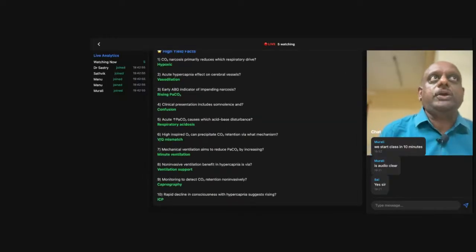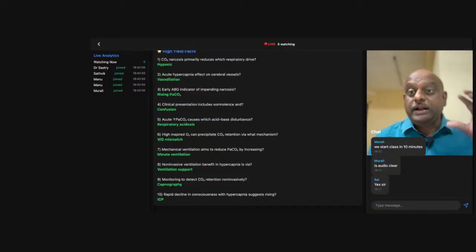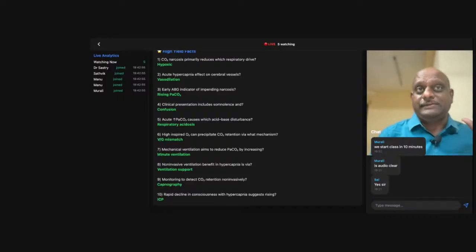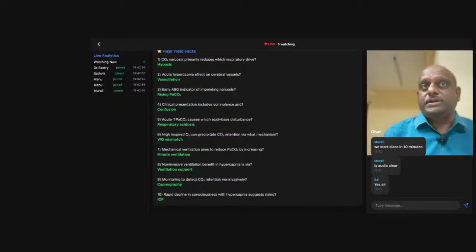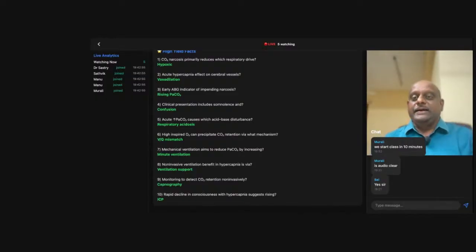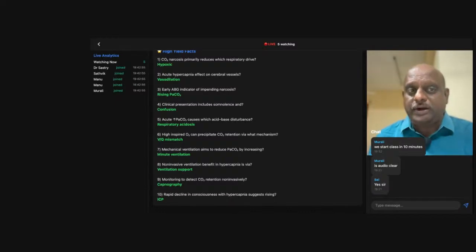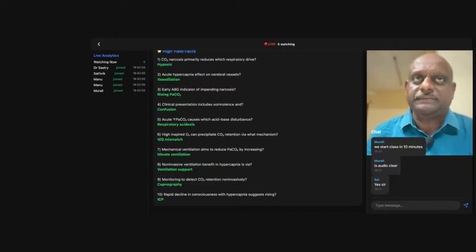So acute hypercapnia, whenever it is there, leads to cerebral vasodilatation. It leads to confusion. And we do non-invasive ventilation without passing an endotracheal tube in order to support this subset of patients.